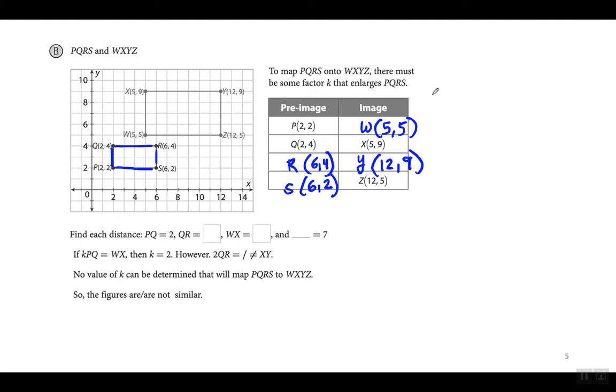All right, look how you could use basic algebra to figure out what the scale factor must be. 2 times a number has to equal 5. I'm just using this one right here. Like this 2, I've got to multiply it times something to get 5.